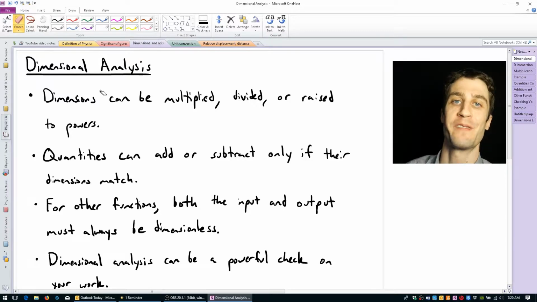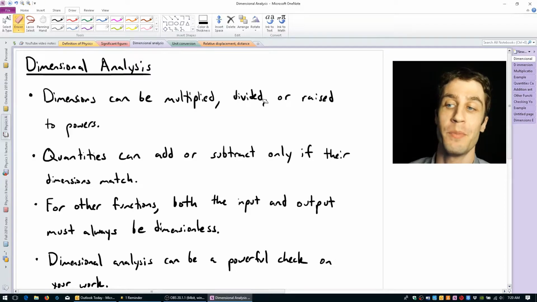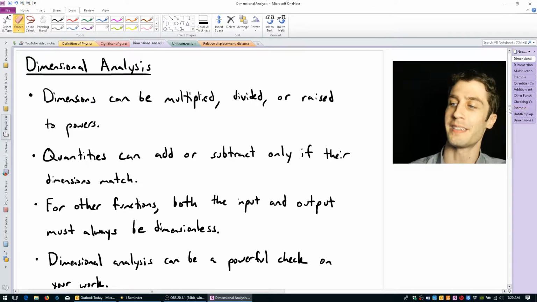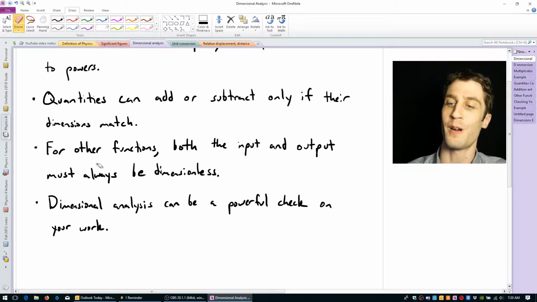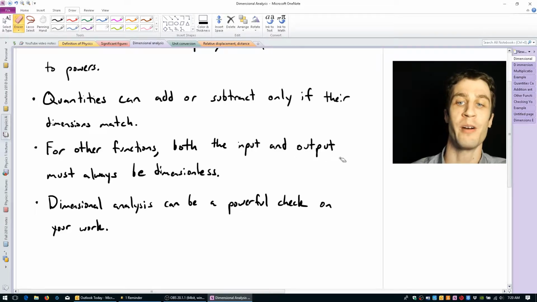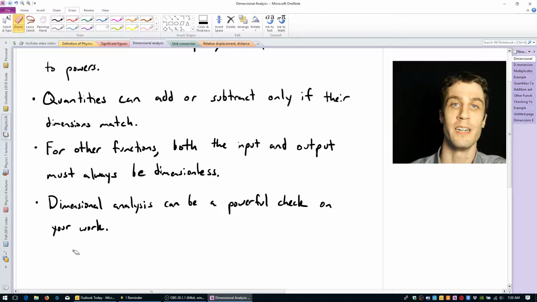Hi everyone, the subject for this video is dimensional analysis. Dimensions can be multiplied, divided, or raised to powers. Quantities can add or subtract only if their dimensions match. For other functions, both the input and output must always be dimensionless. And dimensional analysis can be a powerful check on your work.